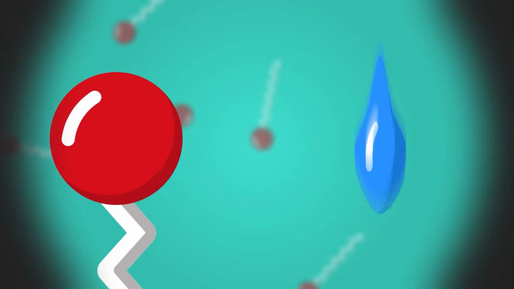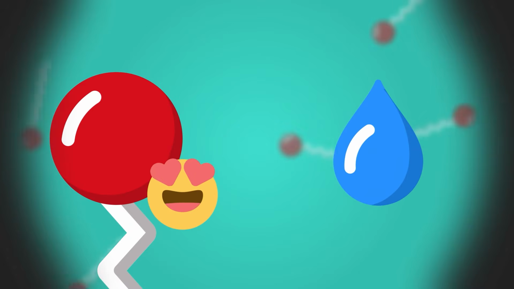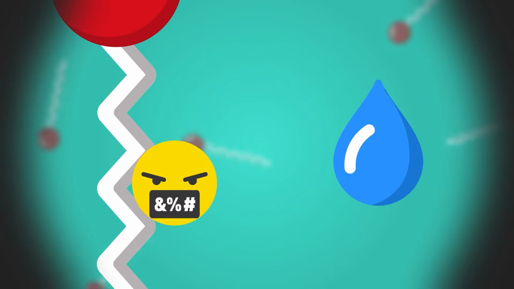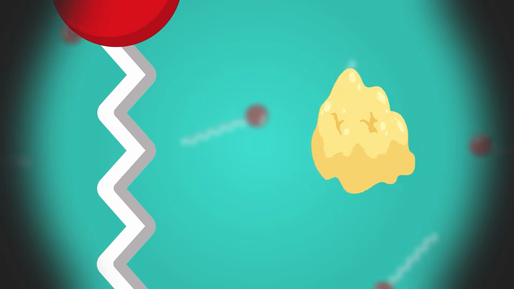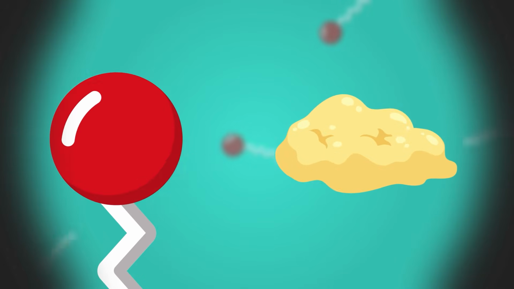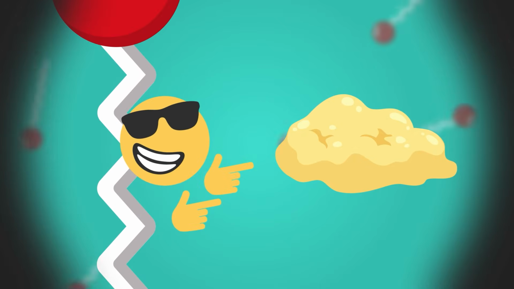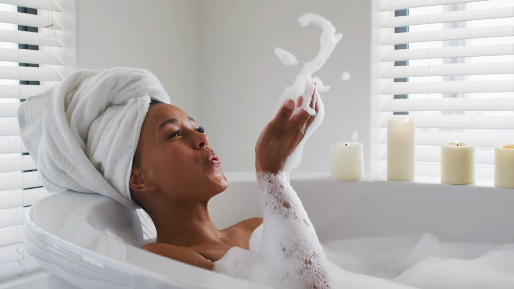That round end, or the head, is characterized as being hydrophilic, or loves water. The tail, on the other hand, is hydrophobic, or doesn't like water. But when it comes to fat, the opposite is true. The head doesn't like fat, but the tail is all about it. So how does this keep you clean?